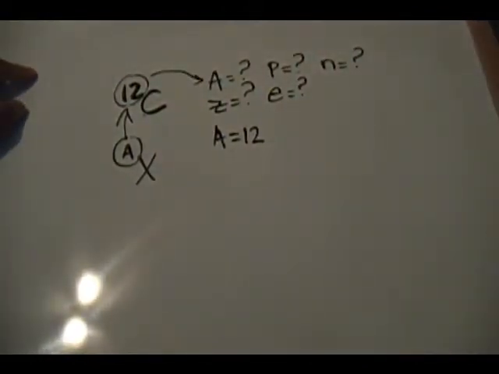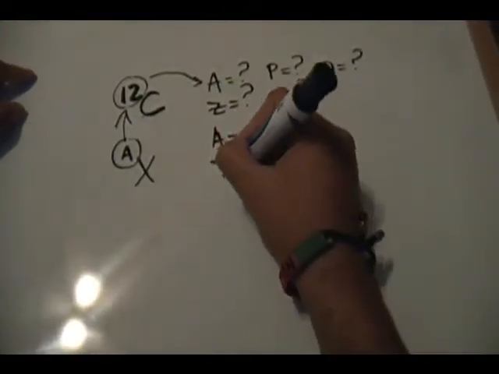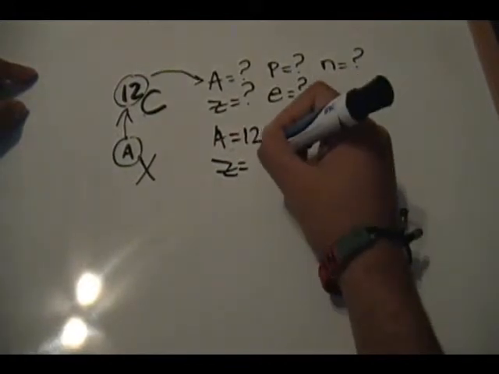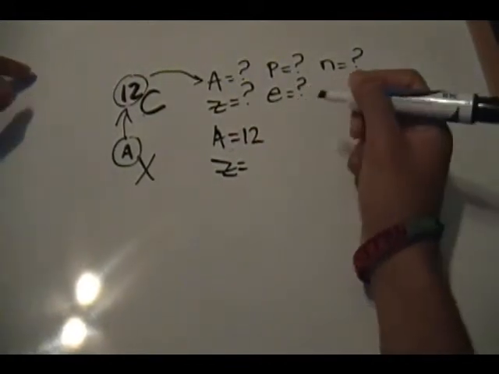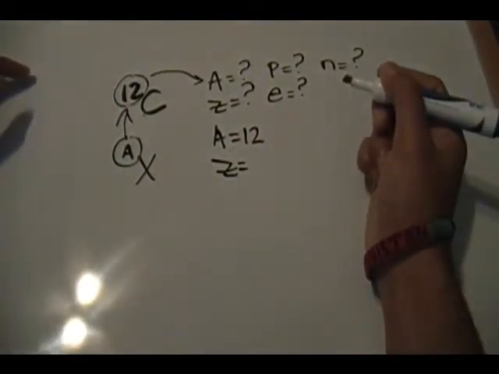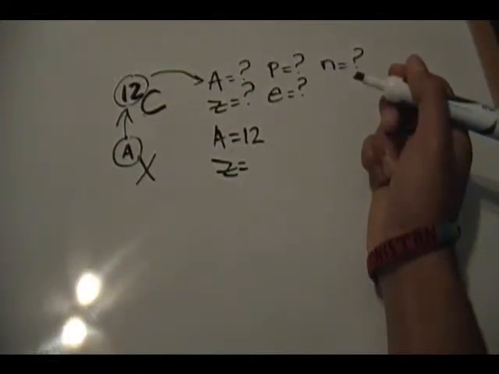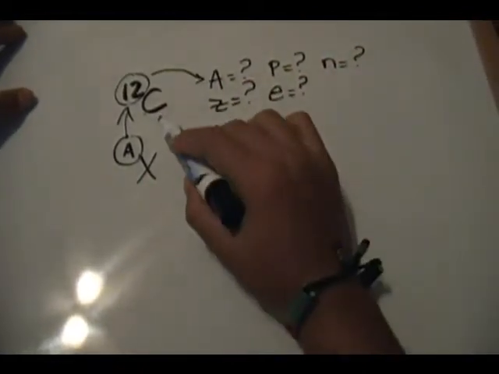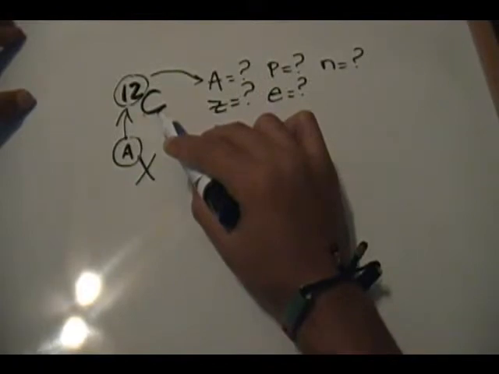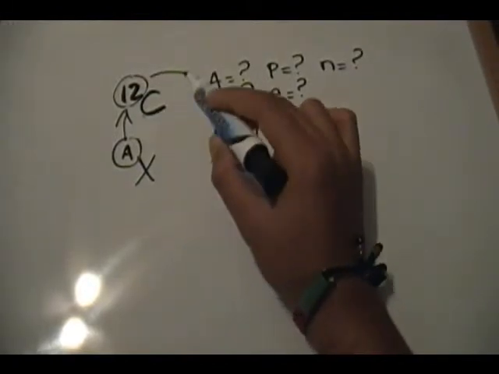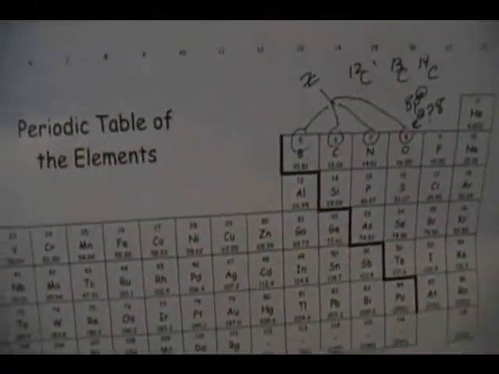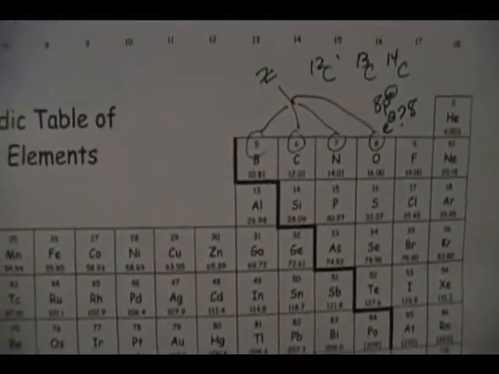Okay? Now Z, you might be wondering at this point, how am I figuring out Z? I don't even know what's going on. Well, you can figure out Z in a very easy fashion. You look at the element symbol. The element symbol is C. Look at the periodic table. Look for an element symbol that is C, that corresponds to that.